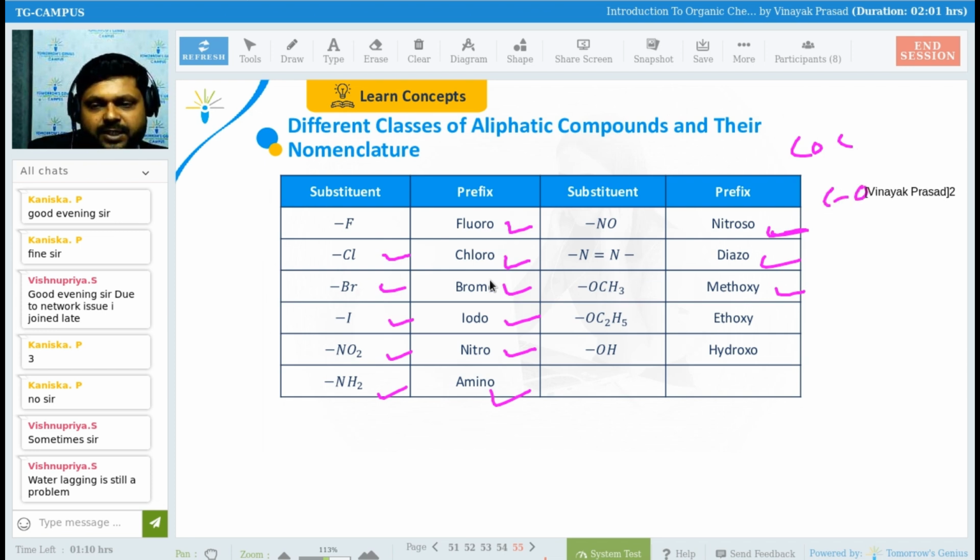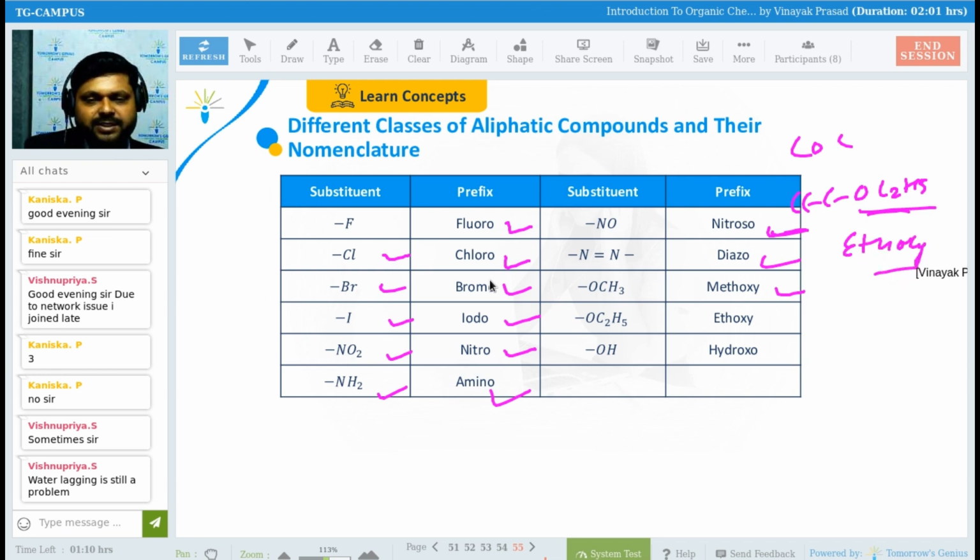OC2H5, that is what we will be using. Here there will be a longer carbon chain, so it will be ethoxy. So for ether we will be using methoxy, right? For OH we will be using the prefix hydroxy.